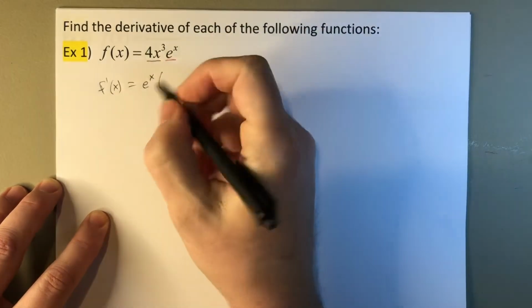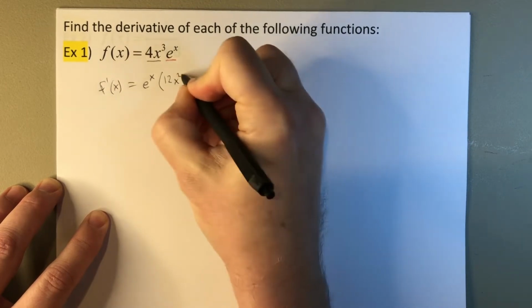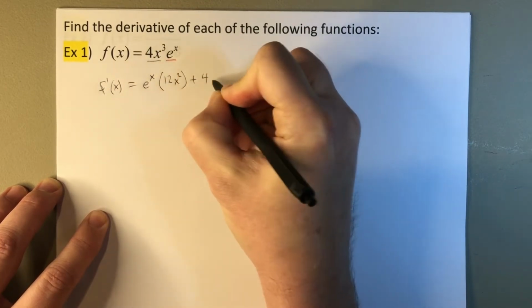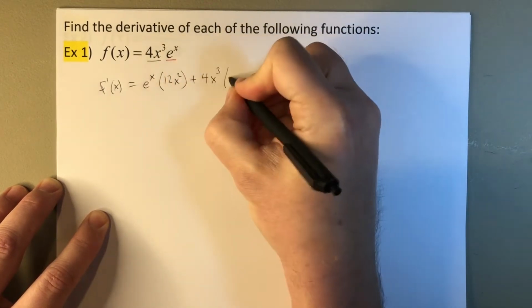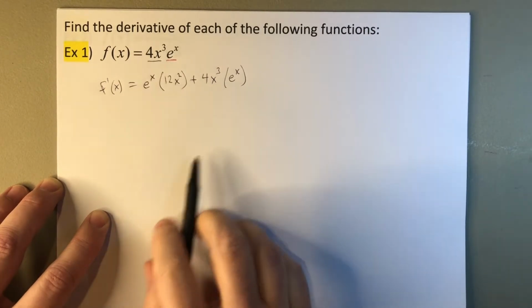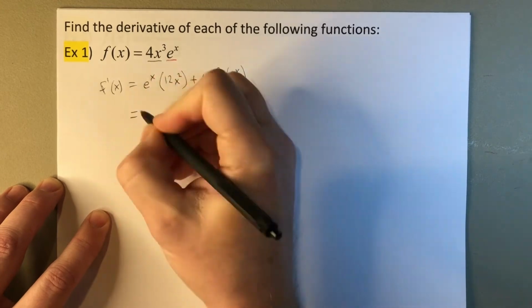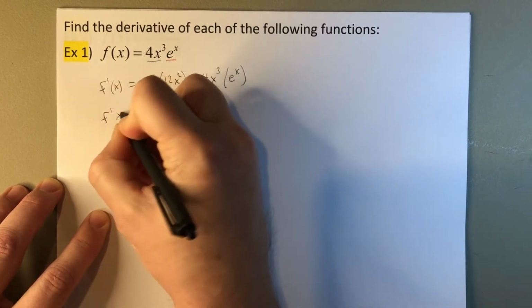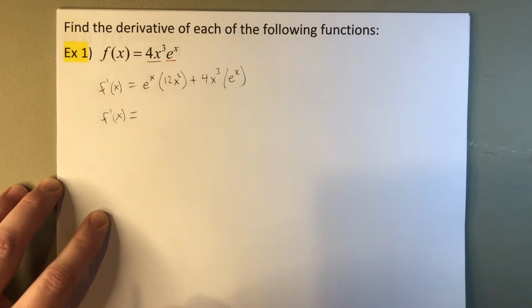So e to the x times the derivative of the first, which is 12x squared, plus the first, 4x cubed, times the derivative of the second, which, remember, the derivative of e to the x is just e to the x. And you can just leave it just like this. Now, with that being said, down the road, we will have to be able to simplify these things so we can use them to answer some more questions.